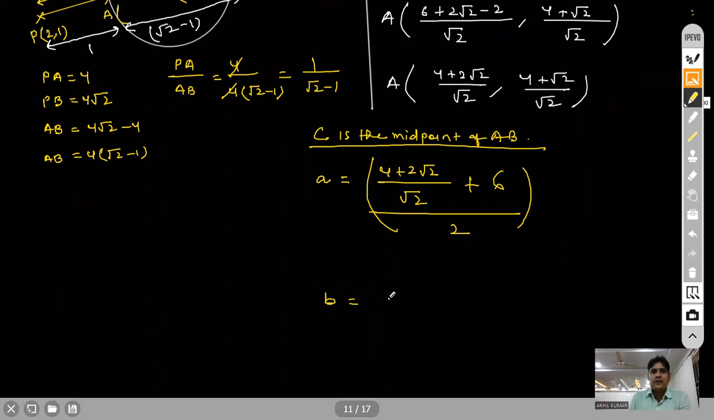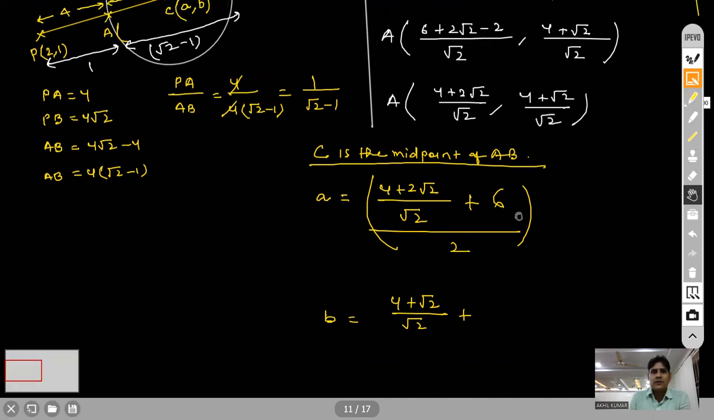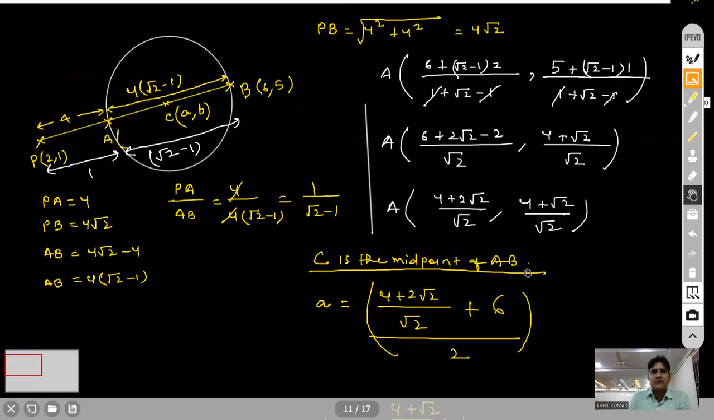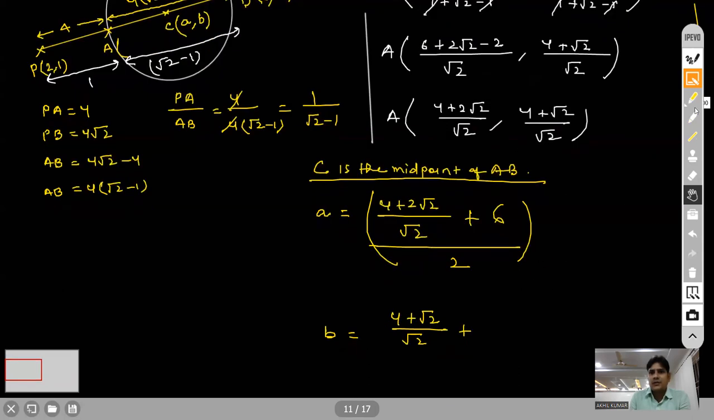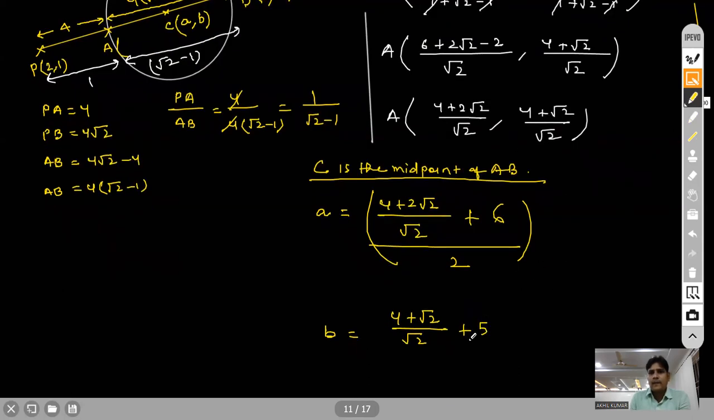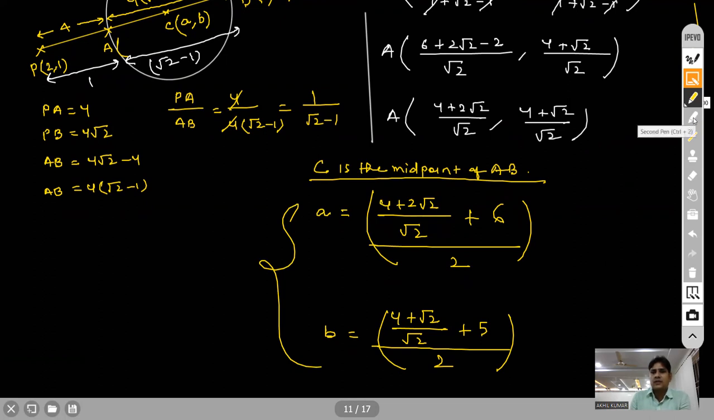B will be y coordinate of this A, that means (4+√2)/2 plus y coordinate of our point B, what was that? 5, right? So that will be plus 5 upon 2. So this will be our coordinates of the center of the circle.